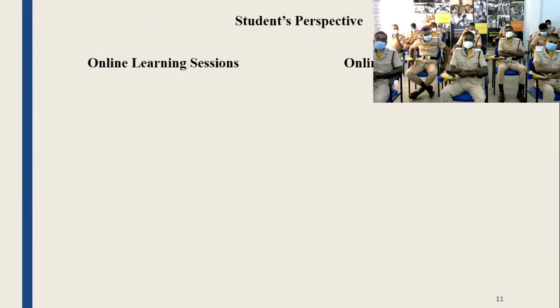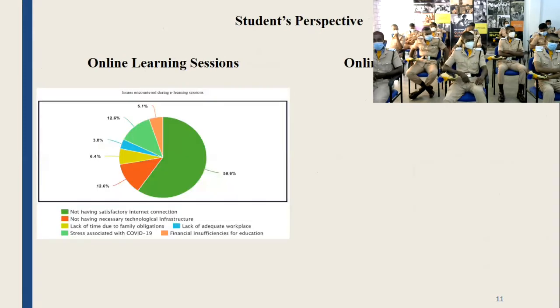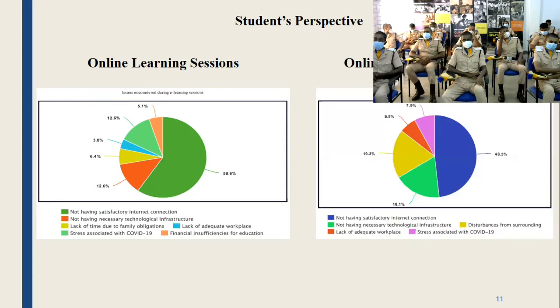Also, for a more comprehensive analysis, let's check the students' perspective regarding the problems. So here again, 12.6% of the students, that is the amount of students that already did not have the necessary technological infrastructure, the same amount of students has stated that they could not effectively engage in the lectures because of the stress associated with COVID-19. Also, 7.9% of the students claimed that they could not perform well in the online examinations in this condition due to the stress associated to them or their family members during this COVID-19 pandemic.